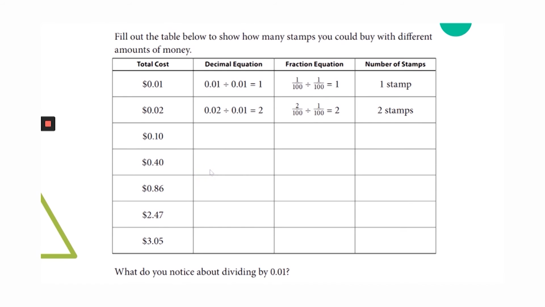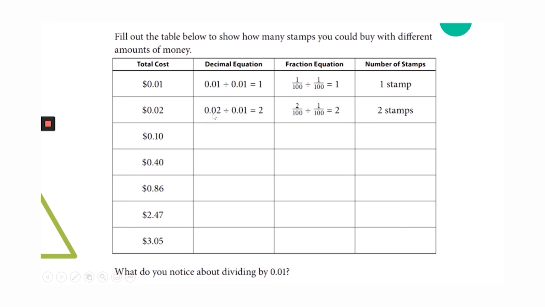Okay, so here's our chart. Fill out the table below to show how many stamps you could buy with different amounts of money. The first two are done for you again. So we have the total cost. If you spent 1 penny, you could buy 1 stamp. So the decimal equation is 1/100th divided by 1/100th equals 1. In the fraction equation, you can buy 1 stamp.